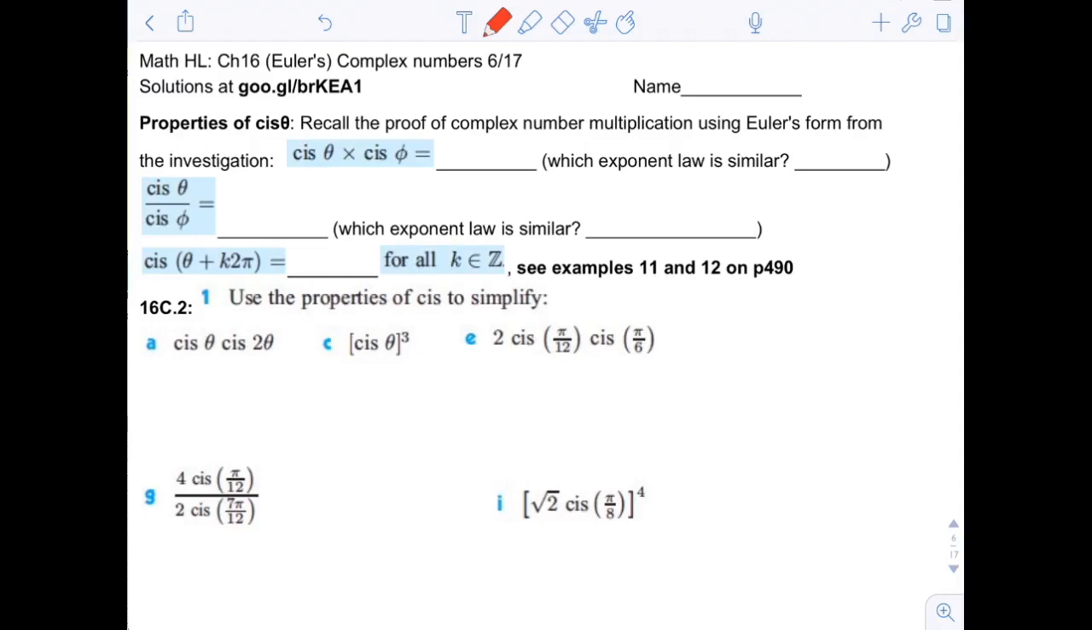Chapter 16, Complex Numbers and Euler's, page 6. Let's look quickly at the properties of cis theta.